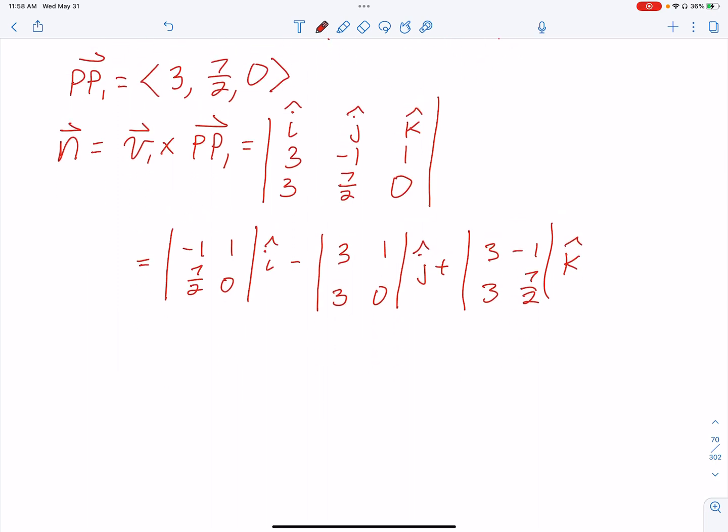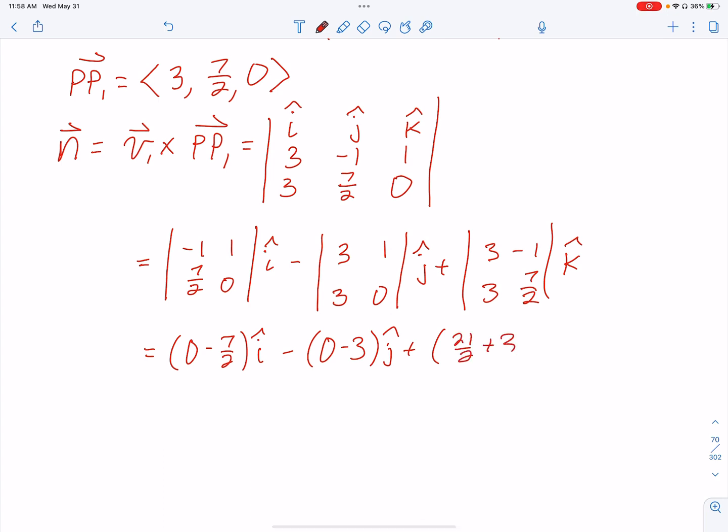All right, so there's my cross product there. I follow my determinant now. I got 0 minus 7/2 I minus negative 3, or 0. Let's write down each one. 0 minus 3, J, plus, that's going to be 21 over 2 plus 3, K. It's not pretty, but it's okay. So my normal is negative 7/2, positive 3, and then what is that going to be? That's a 6 over 2, 27 over 2. All right, so that is my normal.